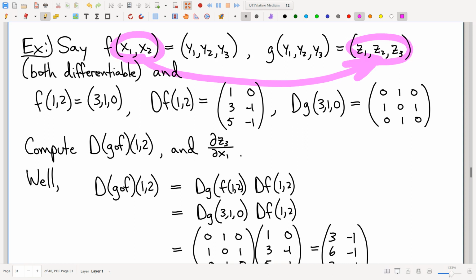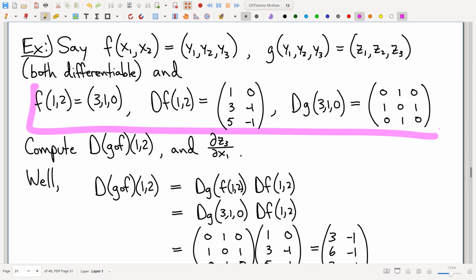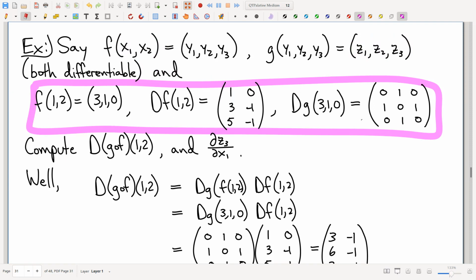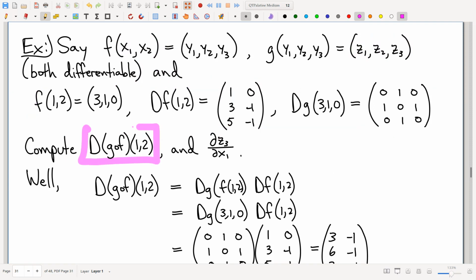All right, now various bits of information are given about these functions. We'll come back and look at all those details in a minute. We'll use them as needed. But what the question is going to be about is step 1, we want to compute the derivative matrix for the composition. And then step 2, which let's sweep under the rug for the moment, we're eventually going to want to compute a specific partial derivative of that composition. We'll come back to that in a minute.